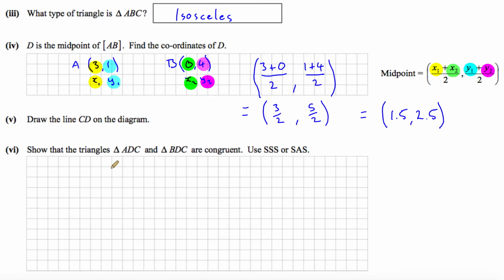Okay, and finally part 6 says, show that the triangles ADC and BDC are congruent. Use SSS or SAS. Well, congruent just means identical. All the corresponding sides are the same length and the corresponding angles are the same size. So to prove congruency, we can prove SSS, which means the three sides are the same length on both triangles. Or we can use side, angle, side, where we prove that a side, another side, and the angle between them are the same.